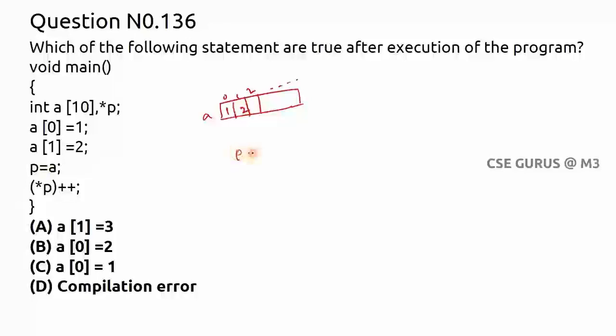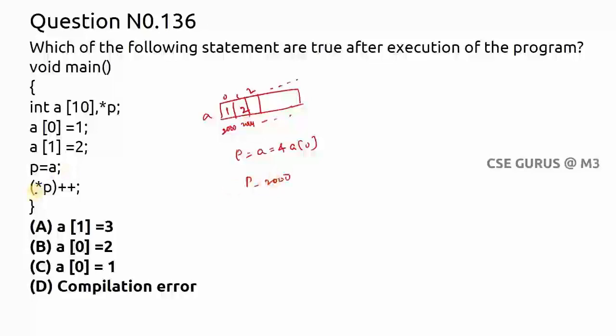What is the meaning of p equals to a? p is a pointer kind of variable. p equals to a means the address of a of 0 is taken. So a means it is the address of a of 0. Now if you see, this address is 2000, this will be 2004 like this. So the p value will be 2000.